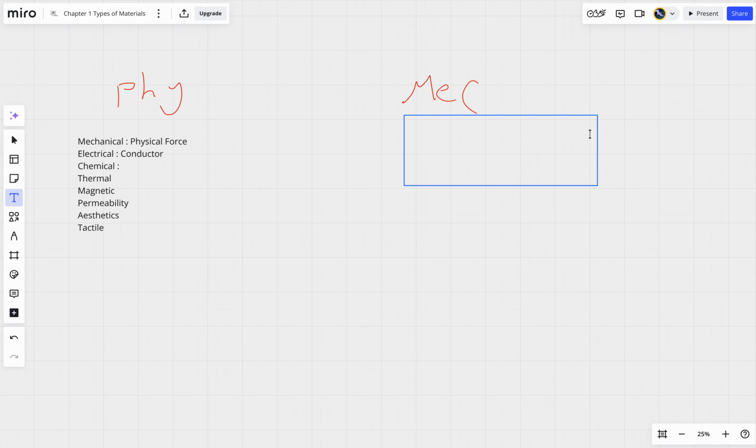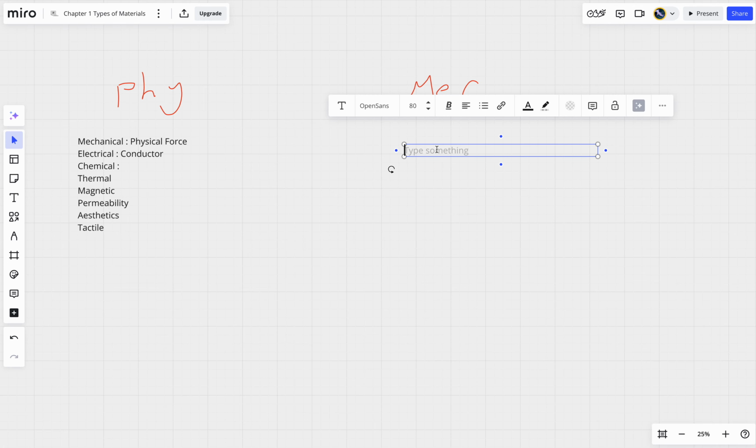And next, it is mechanical properties, or rather, working properties actually. So strength. Strength is basically its ability to resist external force, which is quite straightforward. Like if it is strong, it can probably not deform with pressure.